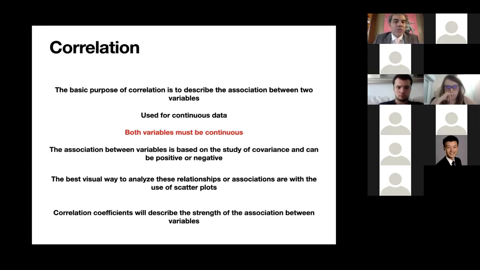Okay, so the association between variables is based on the study of covariance and can be positive or negative. You can have a positive correlation or a negative correlation. The best visual way to analyze these relationships or associations is with the use of scatter plots. And also, correlation coefficients will describe the strength and the association between variables.